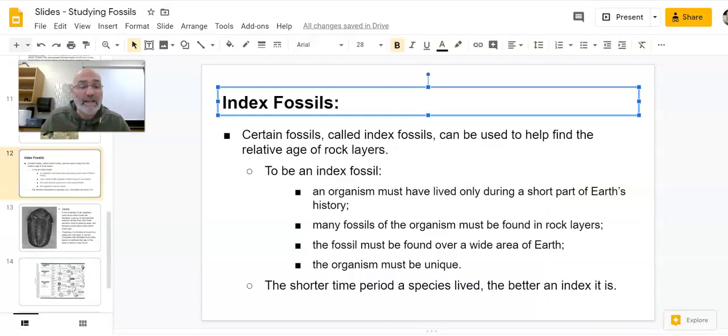All right, and let's talk for a second about index fossils, guys. Index fossils could be some of the most important fossils on Earth, and here's why.